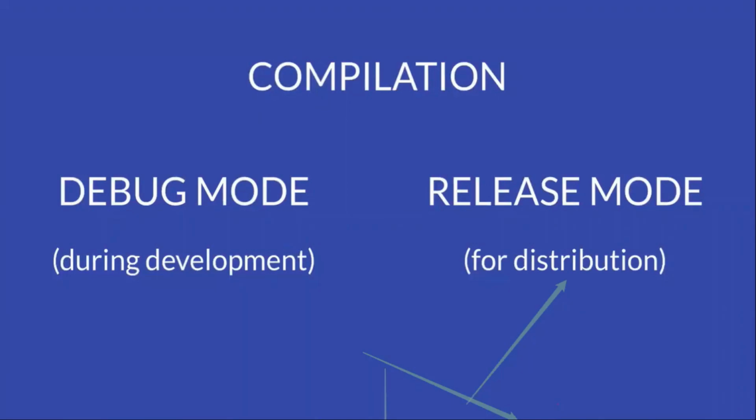So at last, let's have a look at the difference between debug mode and release mode. Debug mode is what we use during development, when you want to use hot reload, and release mode is when you are ready to release your app once you are finished with it. So you will use release mode. Okay, so let's end over here, and we'll meet you in the next video.